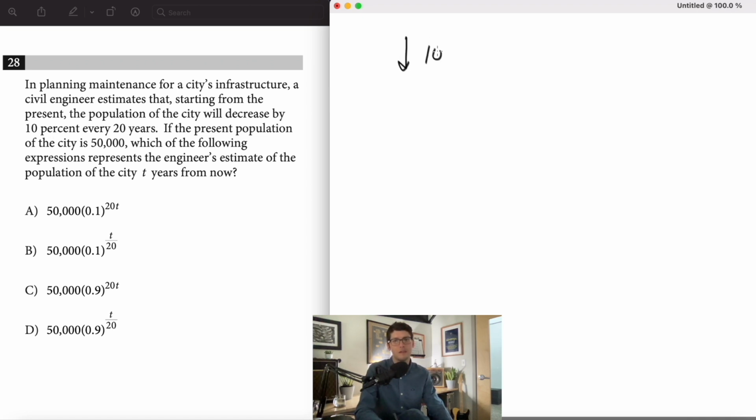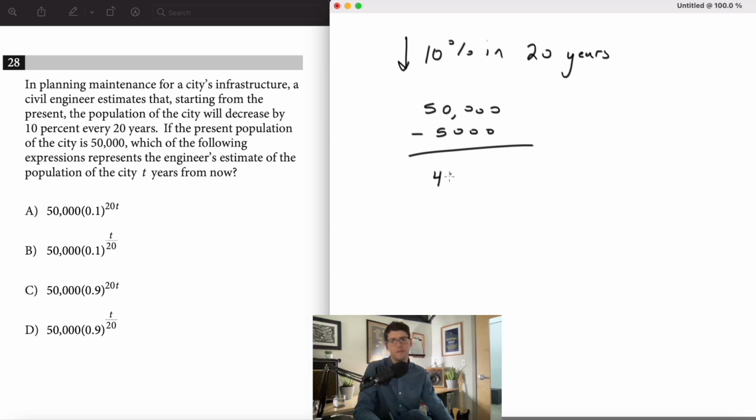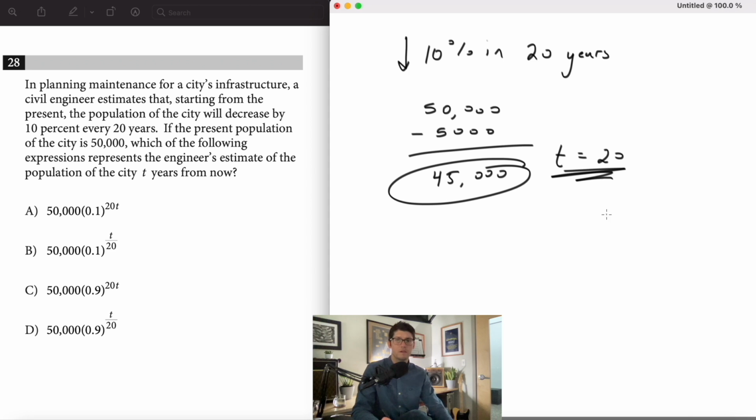Down 10% in 20 years. What that means is we're going to go from 50,000. Just do this with some regular numbers. Minus 5,000 in 20 years. Right? So that would mean we're down to 45,000 people when T, which is years, equals 20. This is what we're looking for.